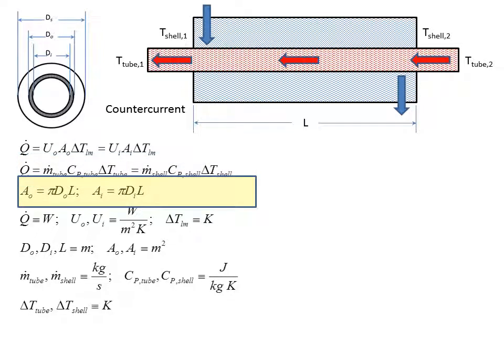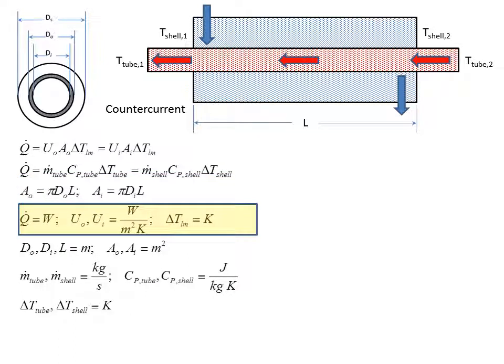Surface areas will be based on, for outside surface area, the outside diameter of the tube, D sub 0, and we'll take the circumference of that times the length of the tube. We can also look at the inside surface area of the tube using the inside diameter and the length of the tube. Units are quite important for our energy transfer. It should be in units of watts.